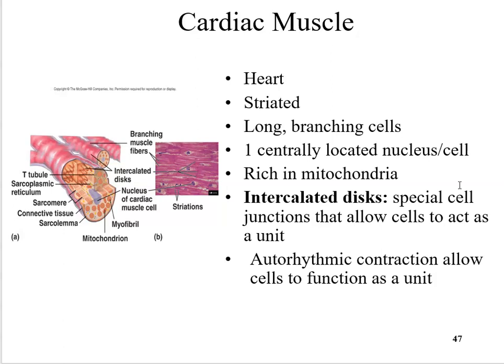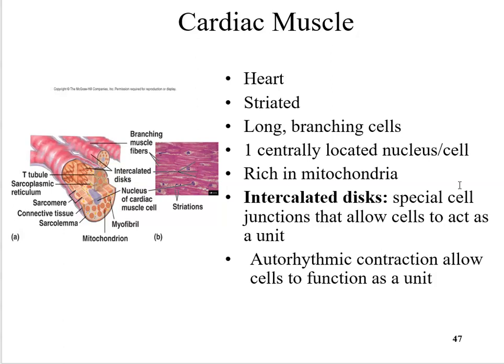The cells are fibrous, but instead of being cylindrical, they branch, and they are much shorter than most skeletal muscle cells. Because they are shorter, typically there's one nucleus that's centrally located in the middle of the cell. There's a large number of mitochondria to provide ATP through aerobic respiration.